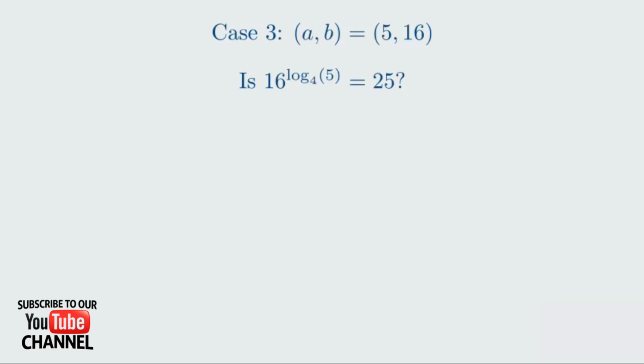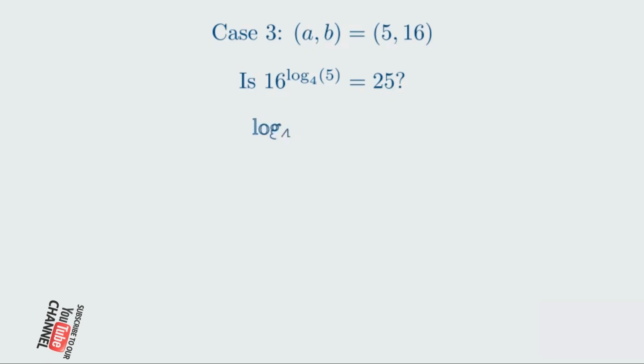Now, the last remaining possibility. Let's hope this is the one. Case 3, a equals 5, b equals 16. We need to check if 16 to the power of log base 4 of 5 equals 25. This looks promising. Let's simplify the exponent using the change of base rule.